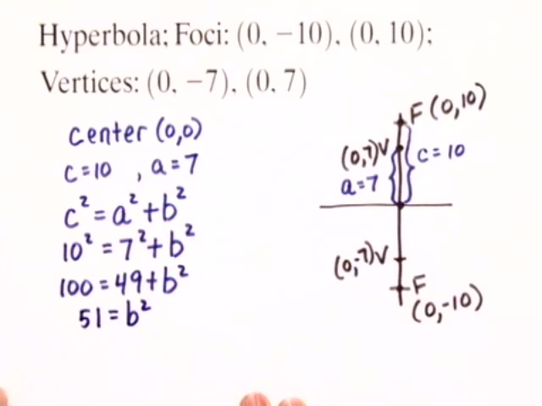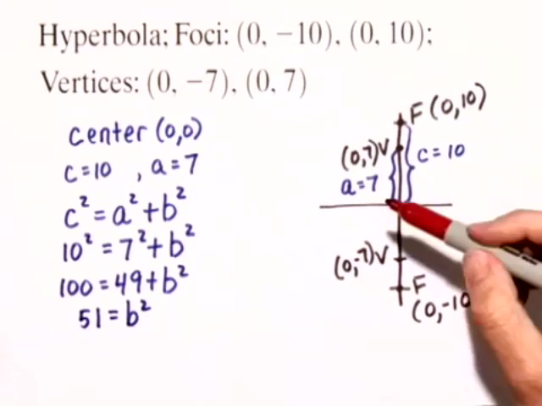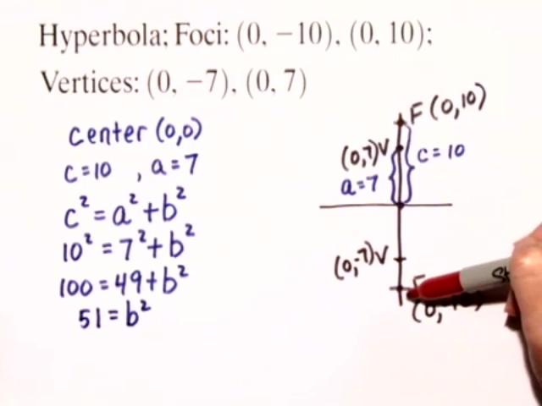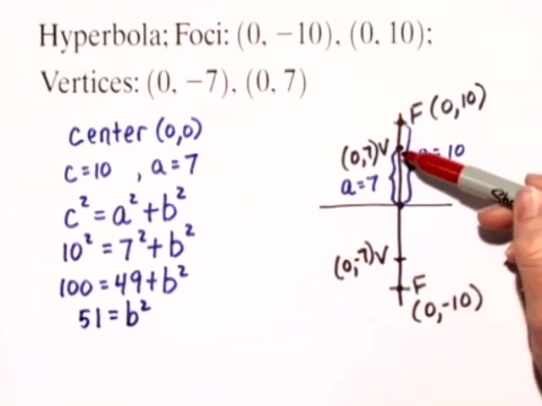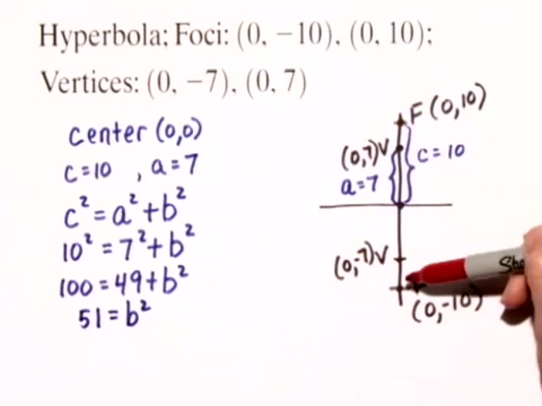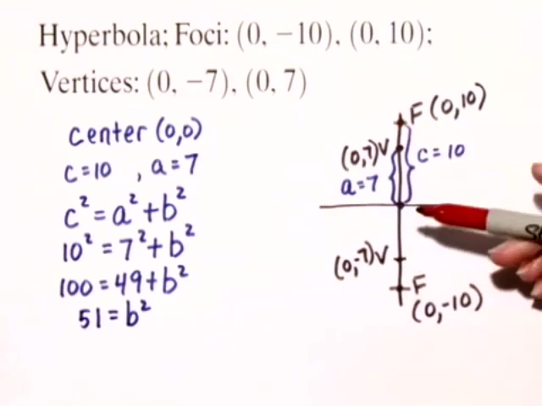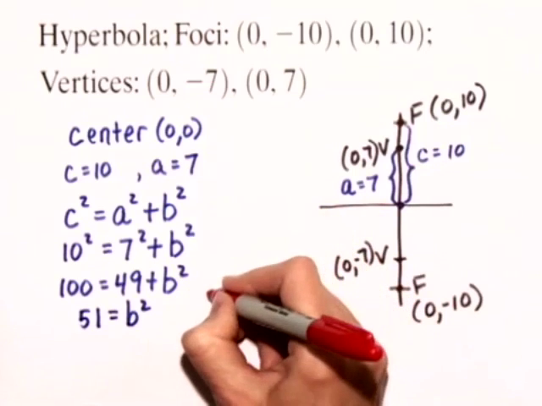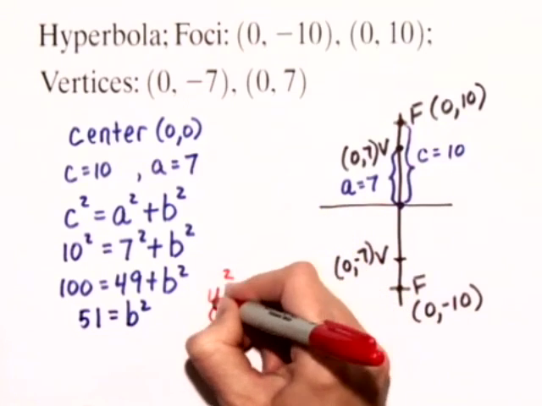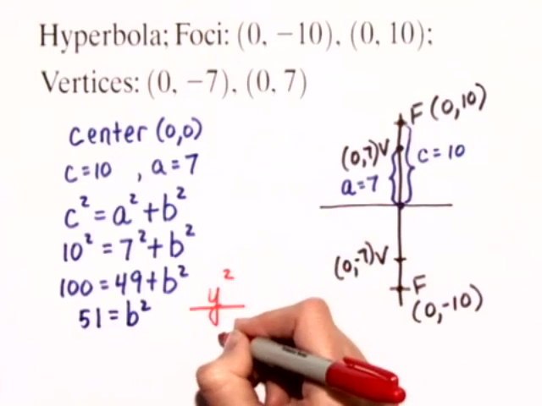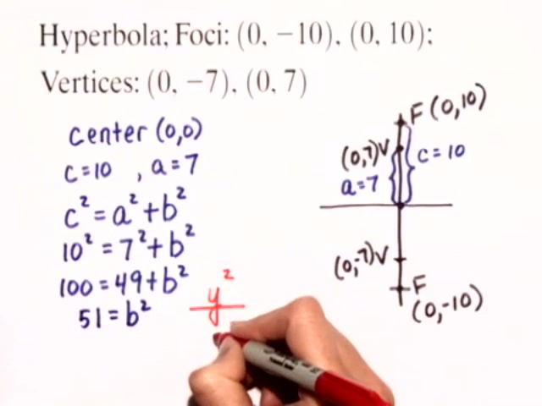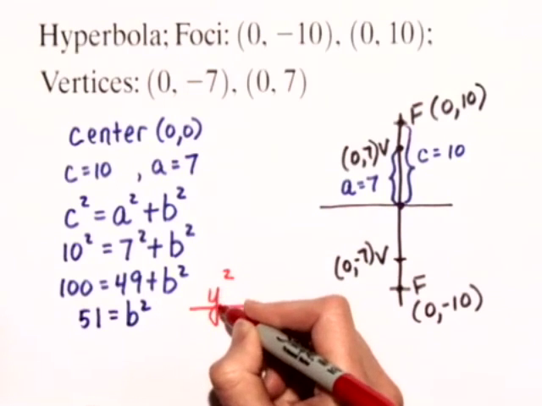Now we have all the information that we need in order to come up with the equation in standard form of this hyperbola. We know that the y squared term will come first because the transverse axis is the y-axis. The transverse axis always has the vertices and the foci on it. So the y squared will come first in this case, and our equation will be y squared over a squared, which always comes first in a hyperbola under the positive term.